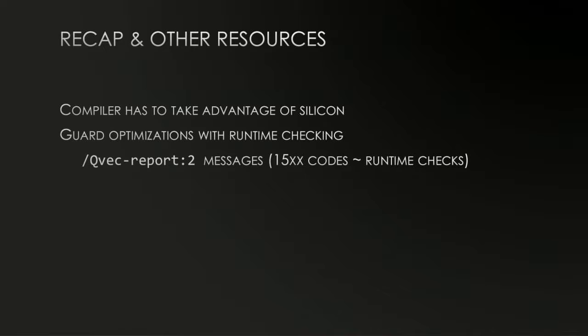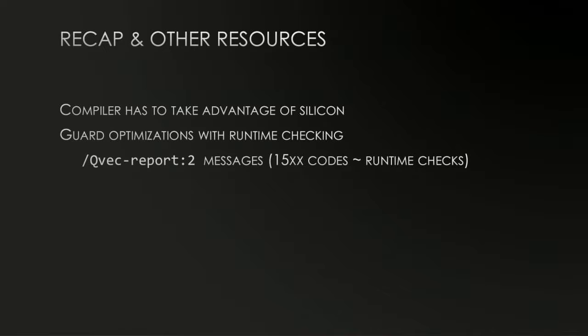And if you're interested, go on MSDN and search for this QVec report thing. So very briefly, if you take some code and you compile it with optimizations turned on, and you compile it with the /Qvec-report:1 switch, you're going to get a list of all the loops that we have automatically vectorized. If you throw the /Qvec-report:2 switch, you're going to get all the loops that we vectorized, plus all of the loops that we didn't vectorize with a little reason code that explains why. So you're going to get a message like, loop on this line was not vectorized due to reason 1305.